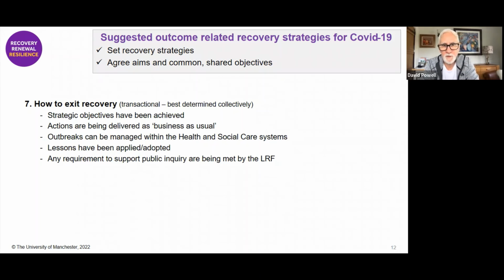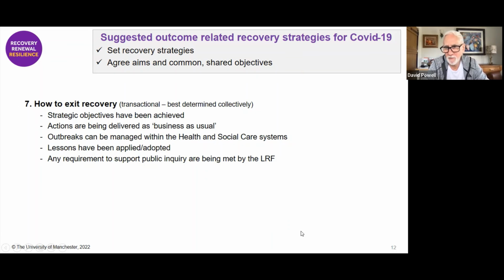So, for example, if you set some strategic recovery objectives, it seems sensible to ask the question, have you achieved them? Have you achieved them to the degree that you would wish to, or indeed, can those actions now be delivered as part of business as usual? So, transition between the kind of more emergent state into something that could be managed in the normal governance sense. In COVID, for example, very much, are there any more outbreaks? Can they be managed by the local health and social care systems, or do they need the assistance of other organisations to come back together again to help them? Is always a good criteria.